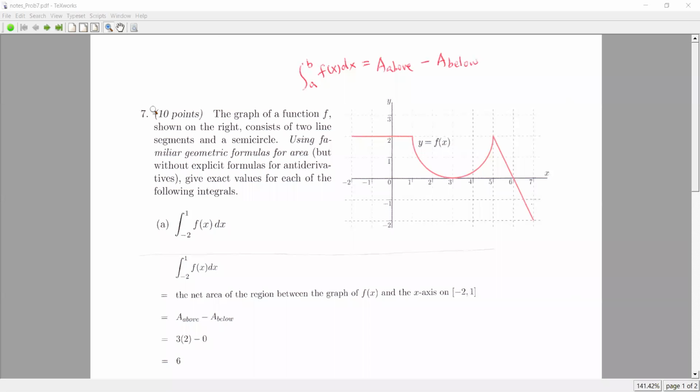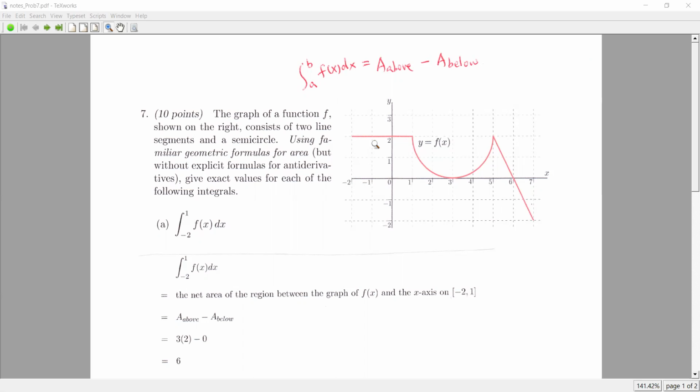Problem 7 has A, B, C, D, and E, 5 parts. Here I only present my solutions to Part A and Part B. Part A, find this integral. This integral is the integral from -2 to 1. This is the net area of the region between the graph of the function and the x-axis and between -2 and 1.